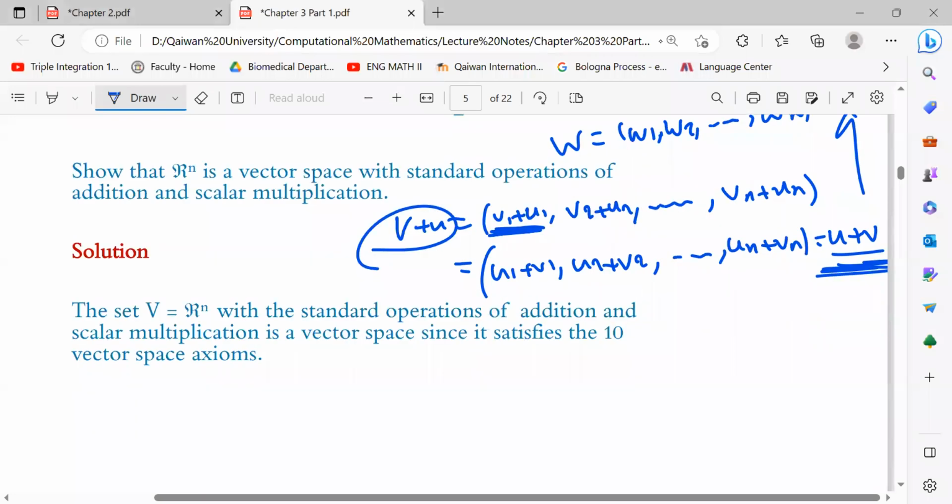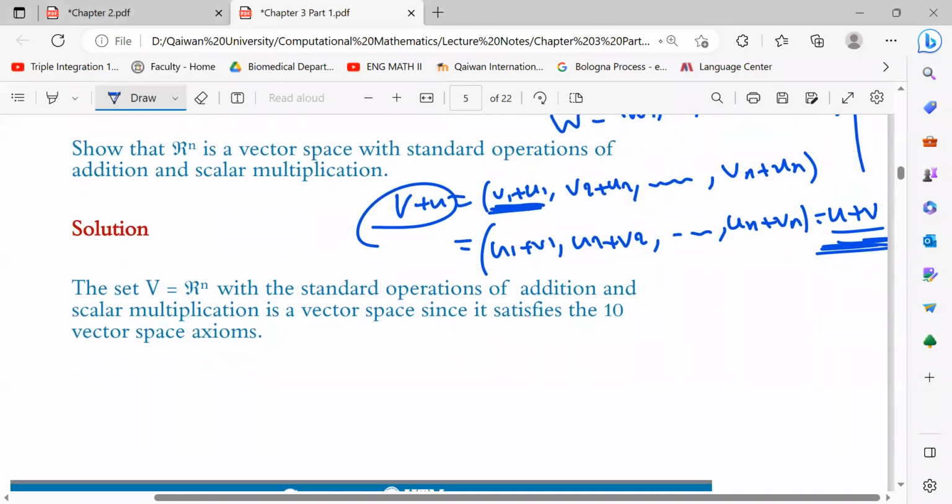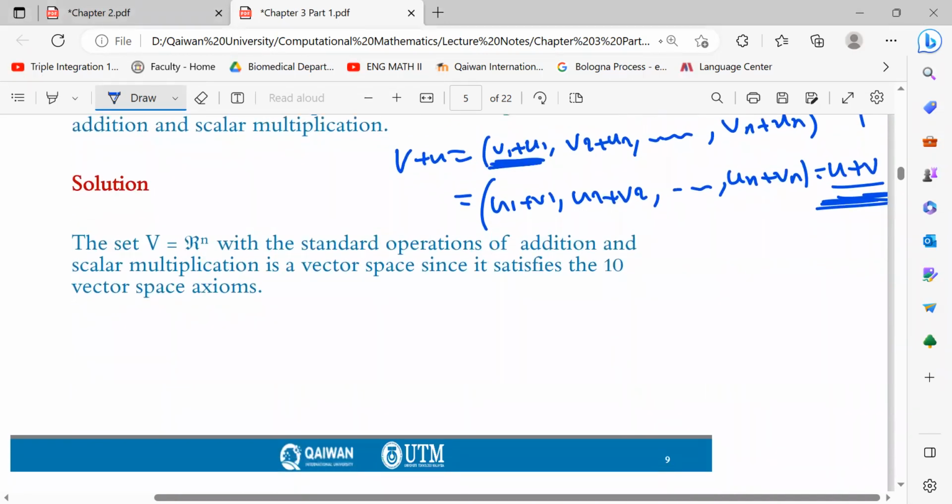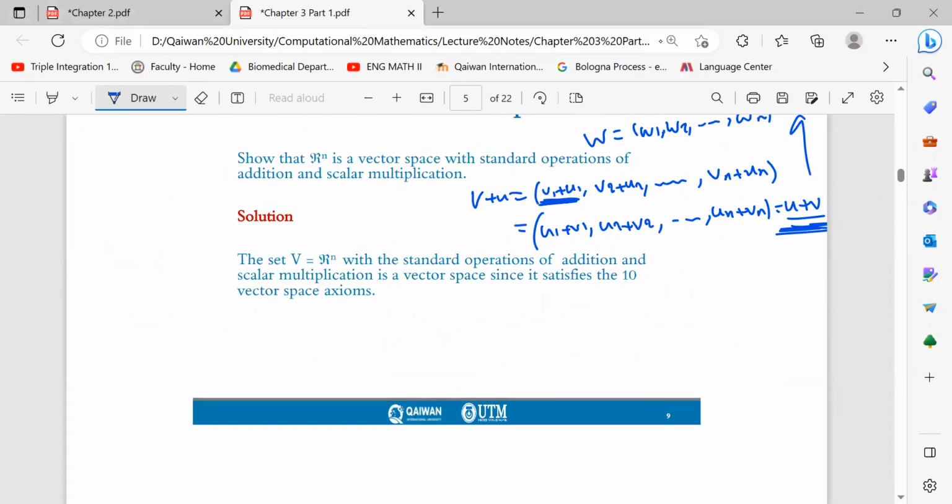Okay. We said if we take three vectors from Rn, they must satisfy all conditions or all axioms for addition and scalar multiplication. We have 5 axioms for addition and also 5 axioms for scalar multiplication.